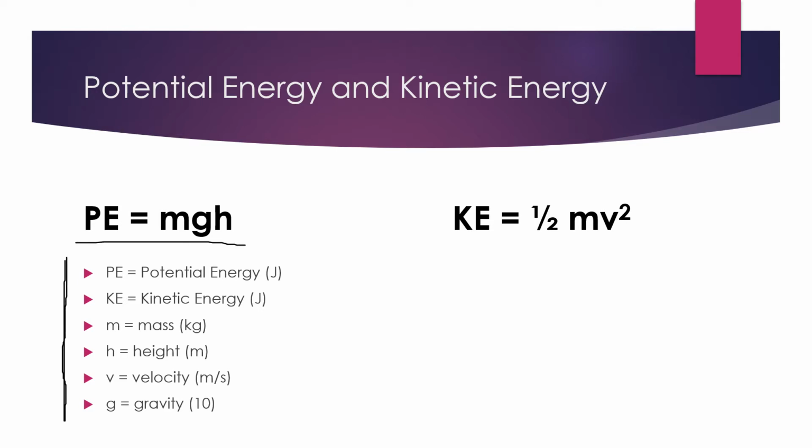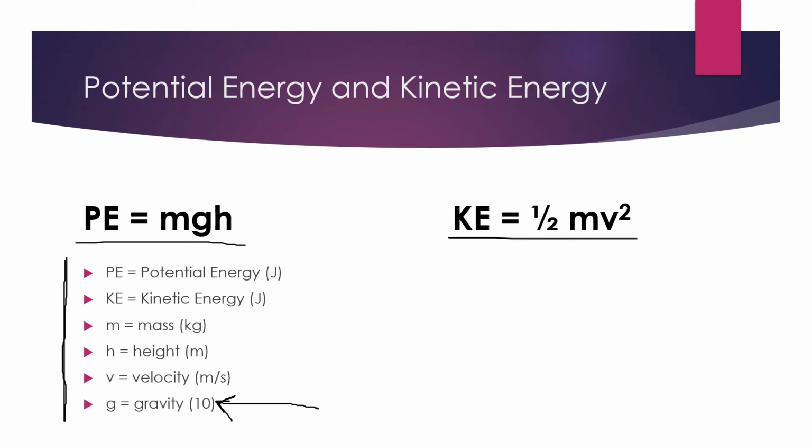One thing I just want to remind you of, a lot of people did this really well: gravity is positive 10 for this. The reason it's positive is because energy doesn't have a direction. You can't have negative 5 joules. It doesn't make any sense. Energy is a scalar quantity. There's no direction. So we're not going to use the negative for gravity.